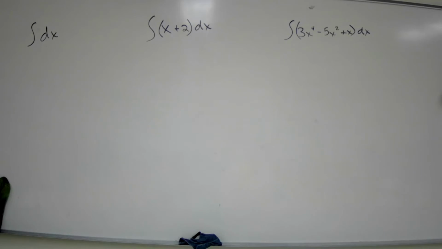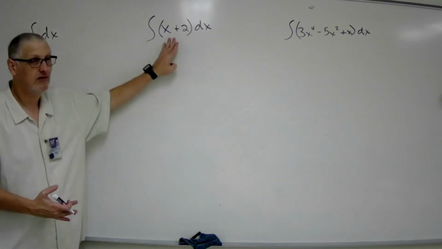Alright, so what's an understood number between the integral sign and dx? 1. So what's the antiderivative of just a constant? Just x. So this just becomes x plus c and I'm done. That one's pretty straightforward. So what can we say generically? What if this was a 5? What would the antiderivative be? 5x. What if this is n? nx. So whatever the constant is, it's just your constant times x.